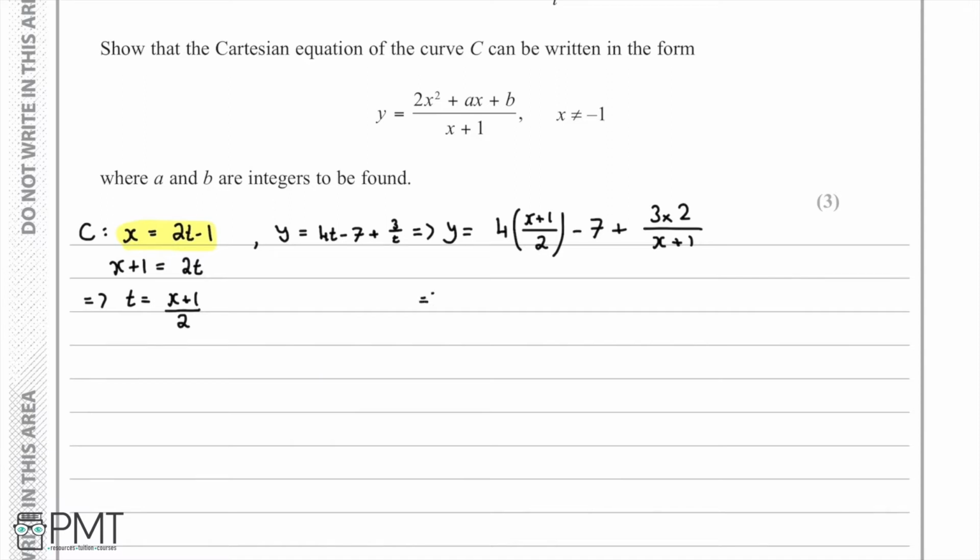So we'll have that y is equal to 4 lots of x plus 1 divided by 2, minus 7 plus 6 divided by x plus 1. Then the next step will be to further tidy this up. So we see here that this 4 and 2 will cancel out and leave us with 2 lots of x plus 1. So we can expand those brackets further, which will be 2x plus 2. Then we subtract our 7. And then this final term stays as it is for just now.